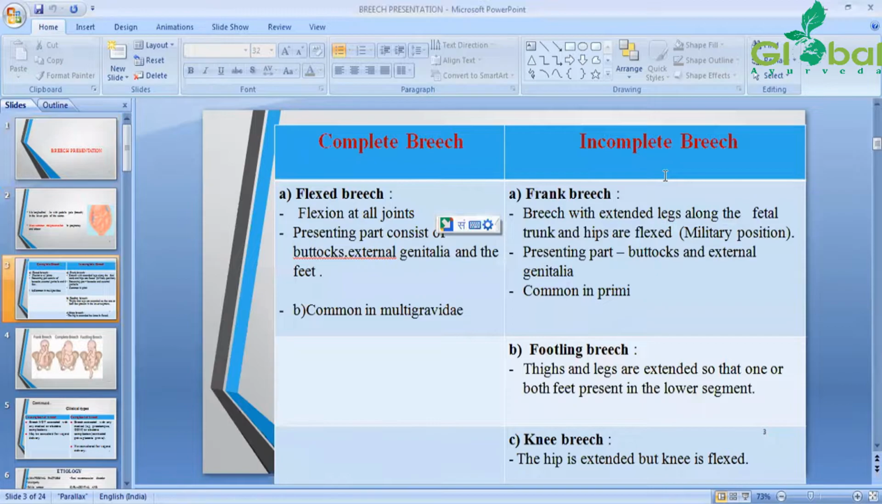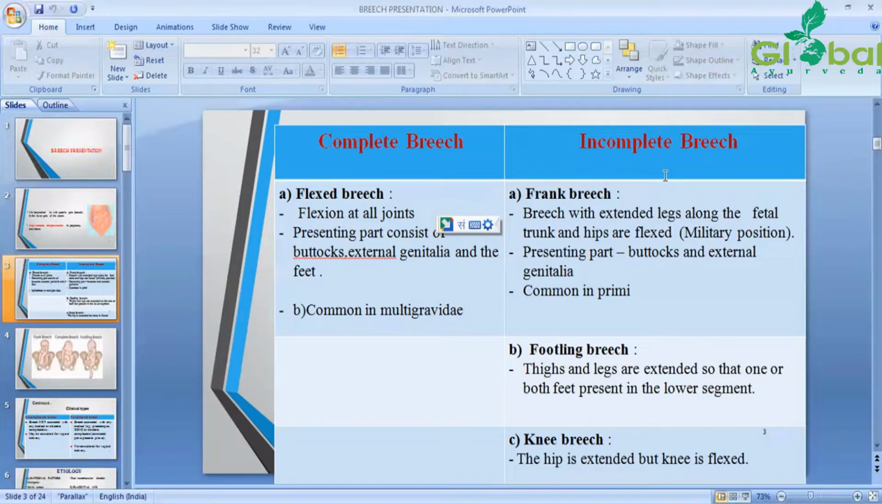Then coming to the types of breech, there are mainly two types: complete breech and incomplete breech. Complete breech, first one is flexed breech. Flexed breech means there will be flexion at all joints, and the presenting part consists of the buttocks, the external genitalia and feet. This is more common in the case of multigravida.